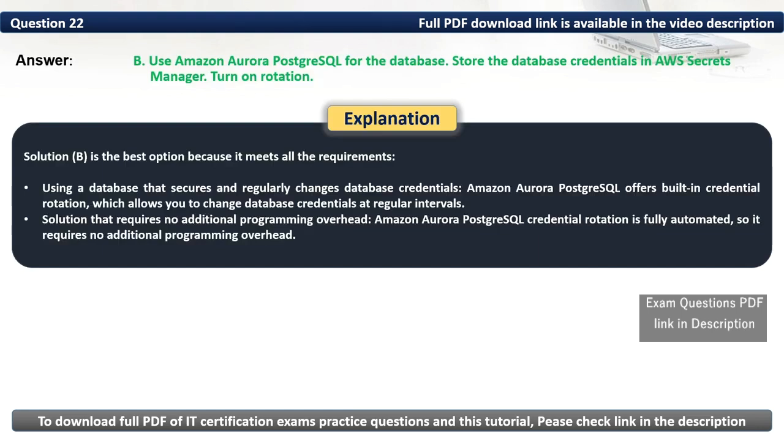Using a database that secures and regularly changes database credentials, Amazon Aurora PostgreSQL offers built-in credential rotation, which allows you to change database credentials at regular intervals. It is a solution that requires no additional programming overhead. Amazon Aurora PostgreSQL credential rotation is fully automated, so it requires no additional programming overhead.